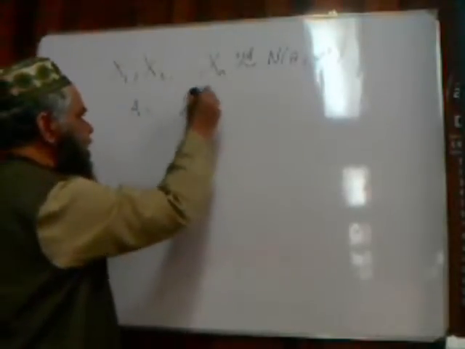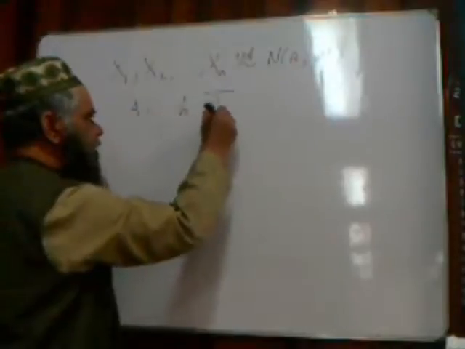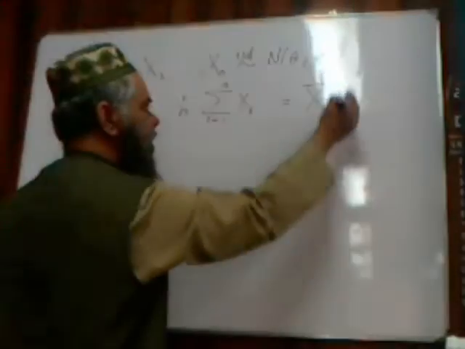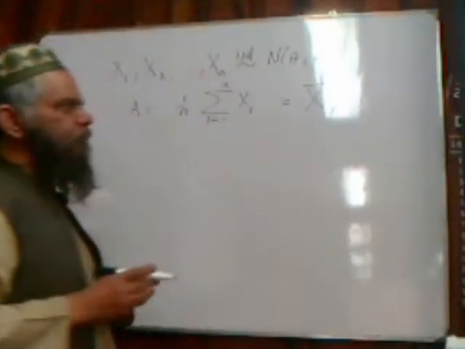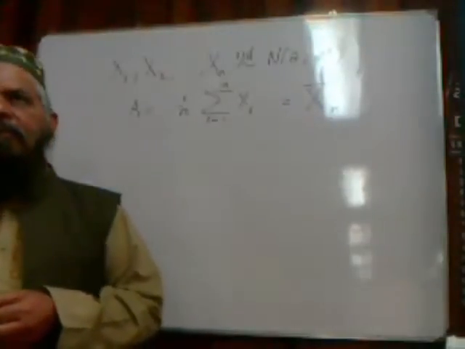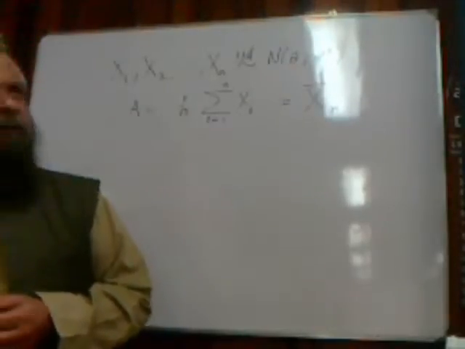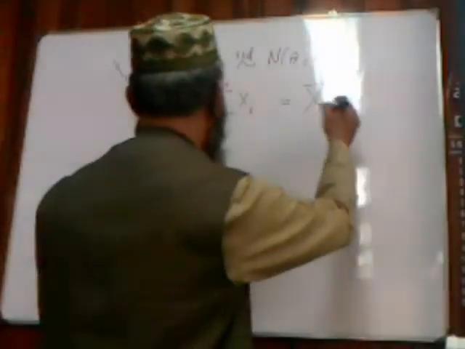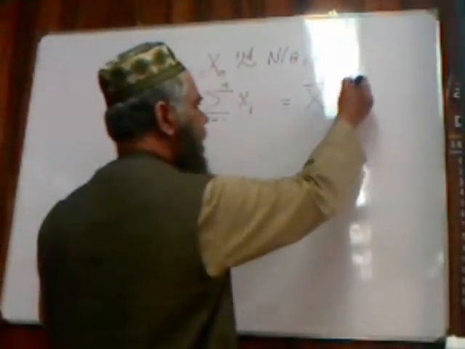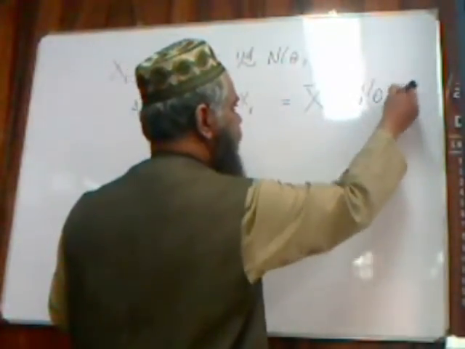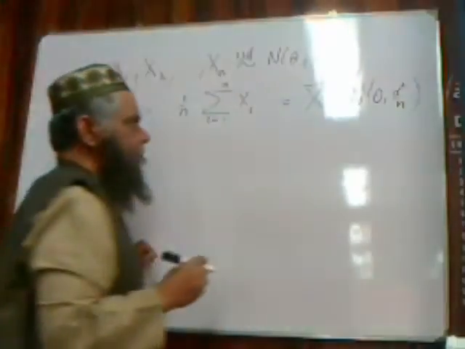So after we start with this IID sample, I define A equals 1 over n, summation i equals 1 to n, Xi. This is often written as x bar, and sometimes you put an n subscript to show that this is a sample of size n. Now this has the distribution normal with mean theta and variance sigma squared over n.